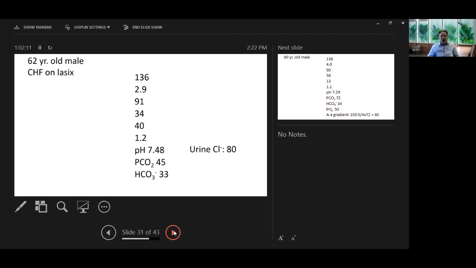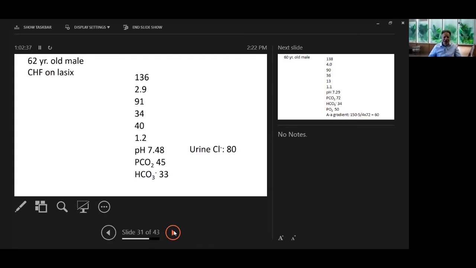This is a 62-year-old with heart failure on Lasix. Again, the bicarbonate's elevated, this time by roughly 8 milliequivalents per liter. Is this metabolic alkalosis, acute respiratory acidosis, or chronic respiratory acidosis? Well, the PCO2 is up again, about 7/10 of what the bicarbonate went up. So this is only compatible with a compensated metabolic alkalosis.